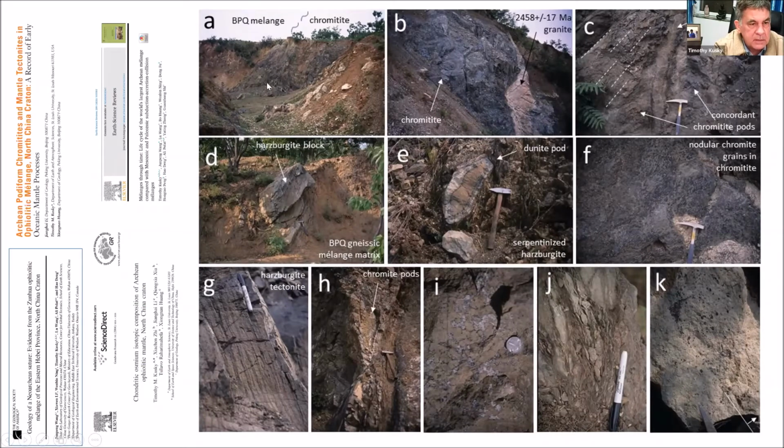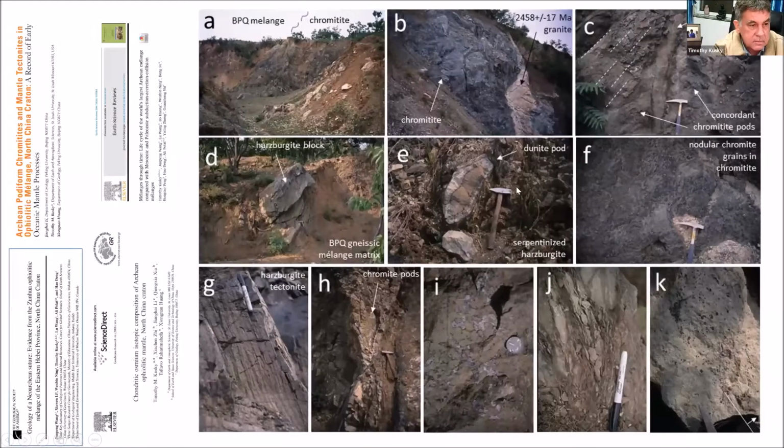So here's the ultramafic block over here. And here's the surrounding metasedimentary gneiss in the mélange, cut by these 2.5 billion-year-old granite dikes, okay? So here is the Harzburgite tectonite foliation. This is the podiform chromite cut by the discordant podiform chromite dike.